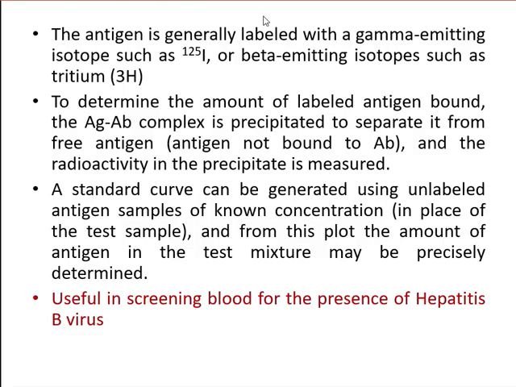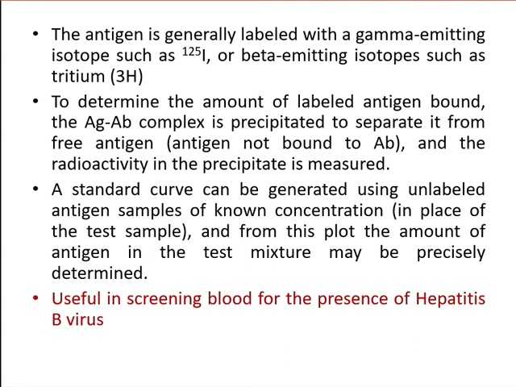Now, how is labeling done? The antigen is generally labeled with a gamma emitting isotope such as iodine 125 or a beta emitting isotope such as tritium. Then, to determine the amount of labeled antigen bound, the antigen antibody complex is precipitated to separate it from the free antigen and the radioactivity is measured.